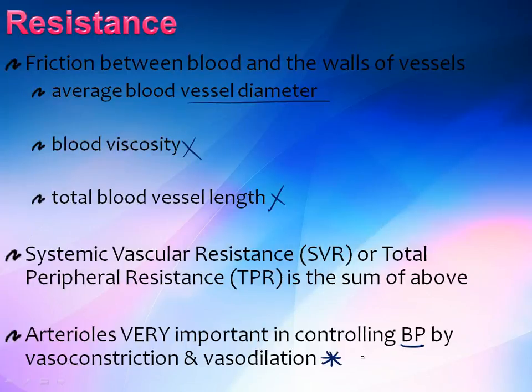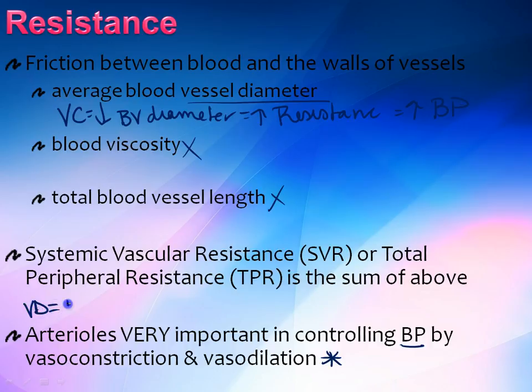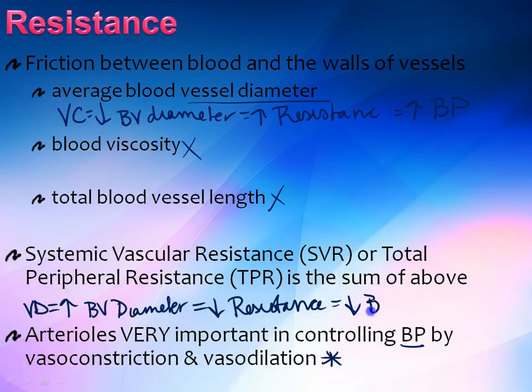And just to review, if we vasoconstrict, and I'll put this up here, vasoconstriction means we are decreasing the blood vessel diameter, which will increase resistance. And an increased resistance will ultimately lead to an increase in blood pressure. The opposite is true with vasodilation, where we have an increase in blood vessel diameter. This will lead to a decrease in resistance and a decrease in blood pressure.